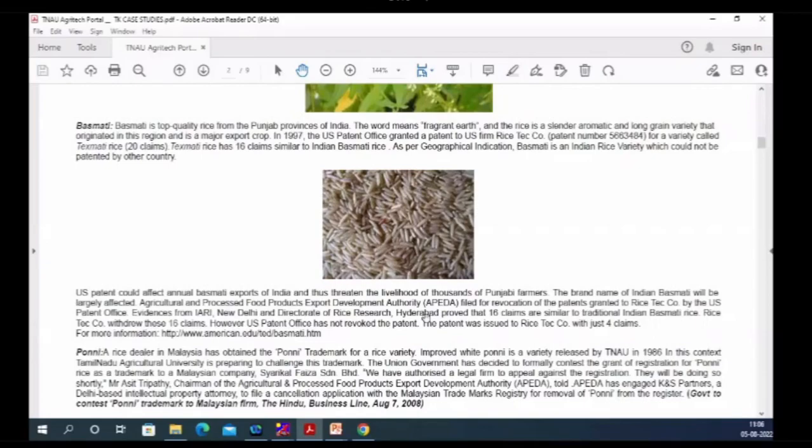That means IARI and APEDA, which are different branches of the Ministry of Commerce, represented the case and filed a revocation challenge before the US Patent Office because basmati and Texmati are quite similar. They showed that 16 claims are as similar as the Indian granted claims to the US claims. So the 16 claims were deleted by the US Patent Office, and the RiceTec company was granted a patent with only 4 claims. So this is one case study.